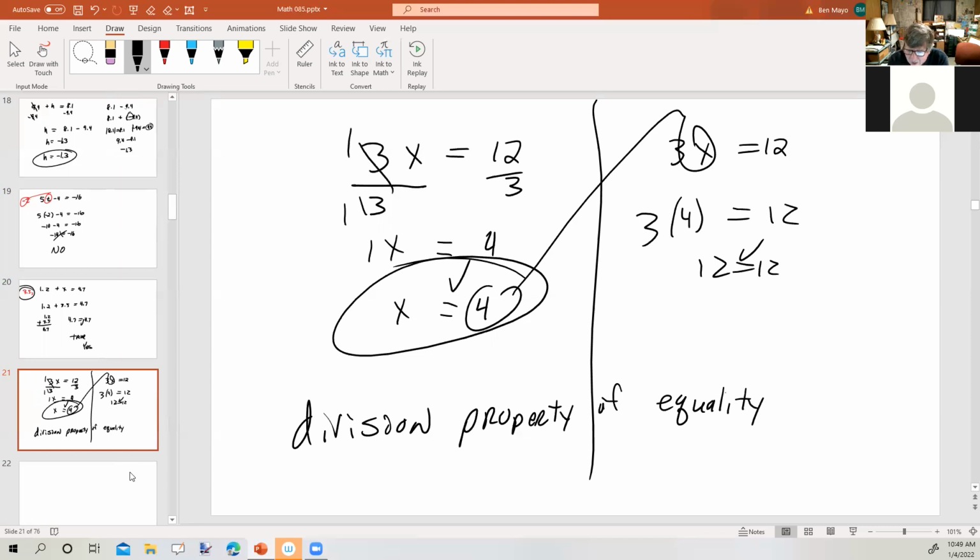You can divide both sides of an equation by the same non-zero number. So there's a restriction there. We can't divide both sides by 0. Recall from yesterday that dividing by 0 is undefined. But as long as we're not dividing by 0, we can divide both sides of an equation by any other real number than 0. So dividing the left by 3, we get x. Dividing the right by 3, we get 4.